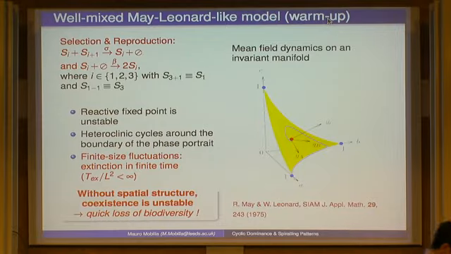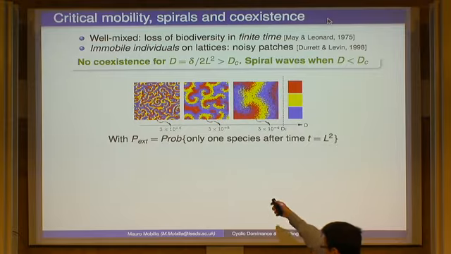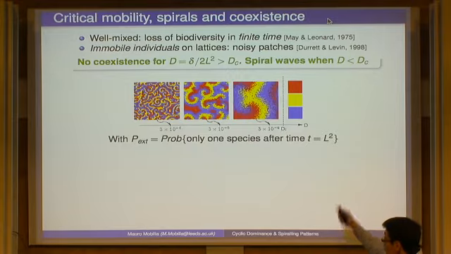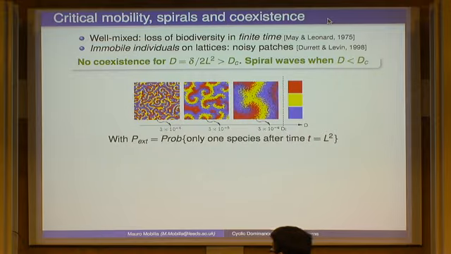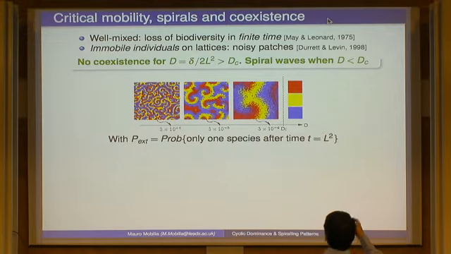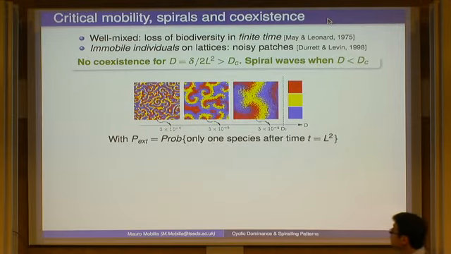Now I want to take this model and consider a spatial version of it and see what happens. Actually, this has been done. We have just seen that in the well-mixed case, there is loss of biodiversity or coexistence in finite time. So that's the mean field case. In the case where individuals are immobile on the lattice, so basically when we have this cyclic competition and reproduction but no mobility, they cannot move, they cannot swap position, Reichenbach, Mobilia and Frey showed numerically that this led to noisy patches.